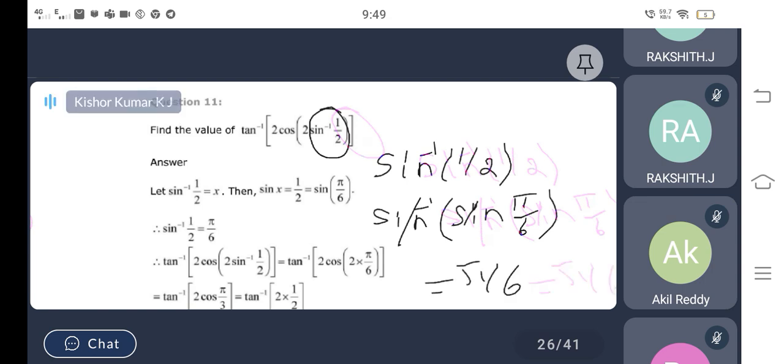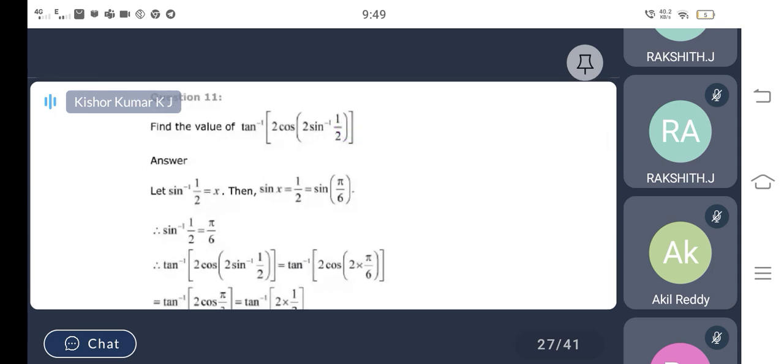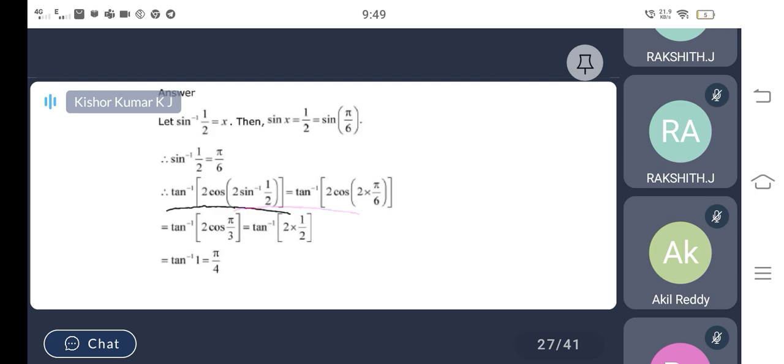The same thing is here, but they followed some other method. Don't worry, you can also follow the same method, that will be helpful for you. Instead of sin inverse 1 by 2, we can easily replace it with pi by 6. Correct? After this you have to go step by step. After finding the value of sin inverse 1 by 2, consider the problem as it is: tan inverse of 2 into cos of 2 sin inverse 1 divided by 2. We can replace sin inverse of 1 by 2 with pi by 6, because we have found that value. Remaining terms you have to write as it is.